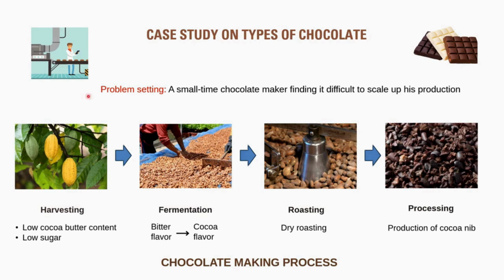The chocolate making process begins by harvesting pods and picking the right pods. What I mean by picking the right pods is ripened pods. If pods are unripe, then the resultant chocolate is going to be low in cocoa butter and sugar content, and it will manifest itself as bitter notes in your end product.